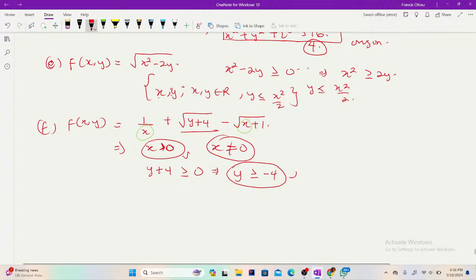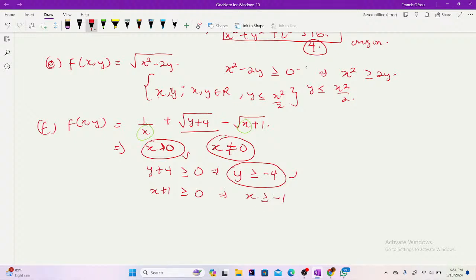So for the last part, I have the square root of x plus 1. For this one too, I need to consider the elements that will make this undefined. To consider such elements, my x plus 1 should be greater than or equal to 0. And for that reason, I'll have x greater than or equal to negative 1.